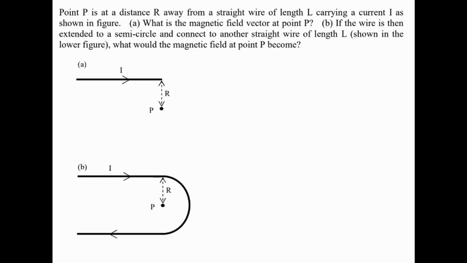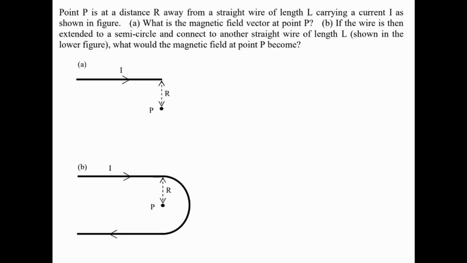So today we will be doing the magnetic field problem, number 3 from the homework. The problem says point P is at a distance r away from a straight wire of length L, carrying a current I, as shown in the figure. So we're going to do part A first. Part A is: what is the magnetic field vector at point P?